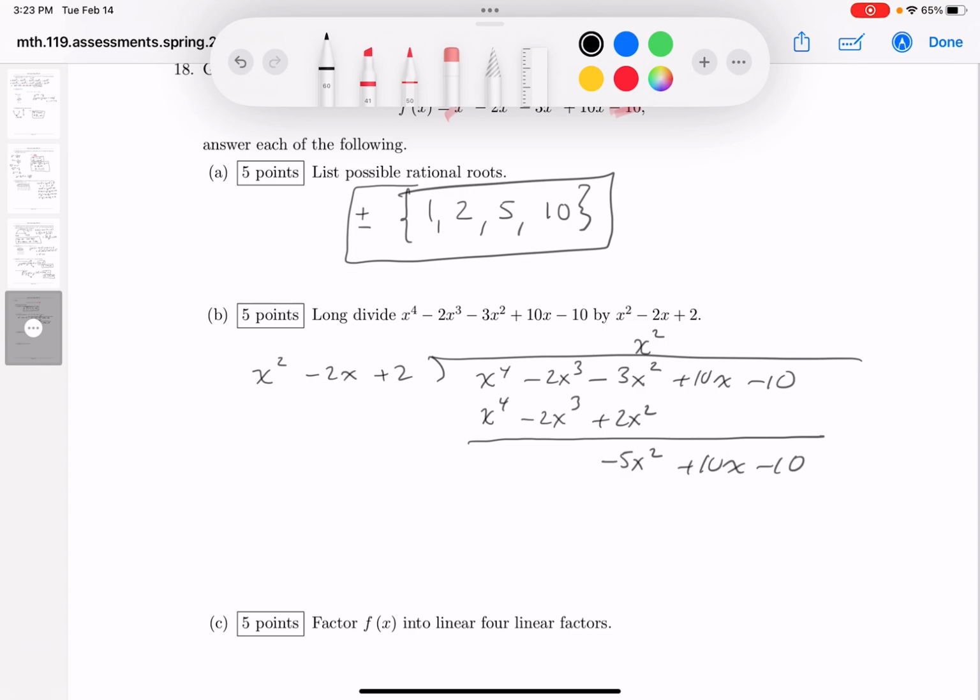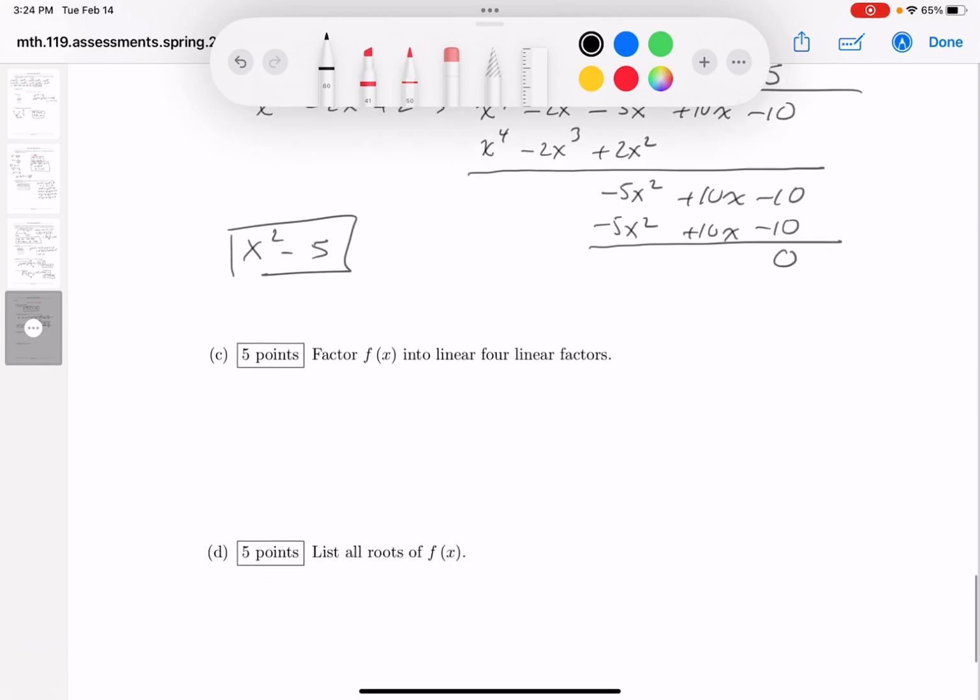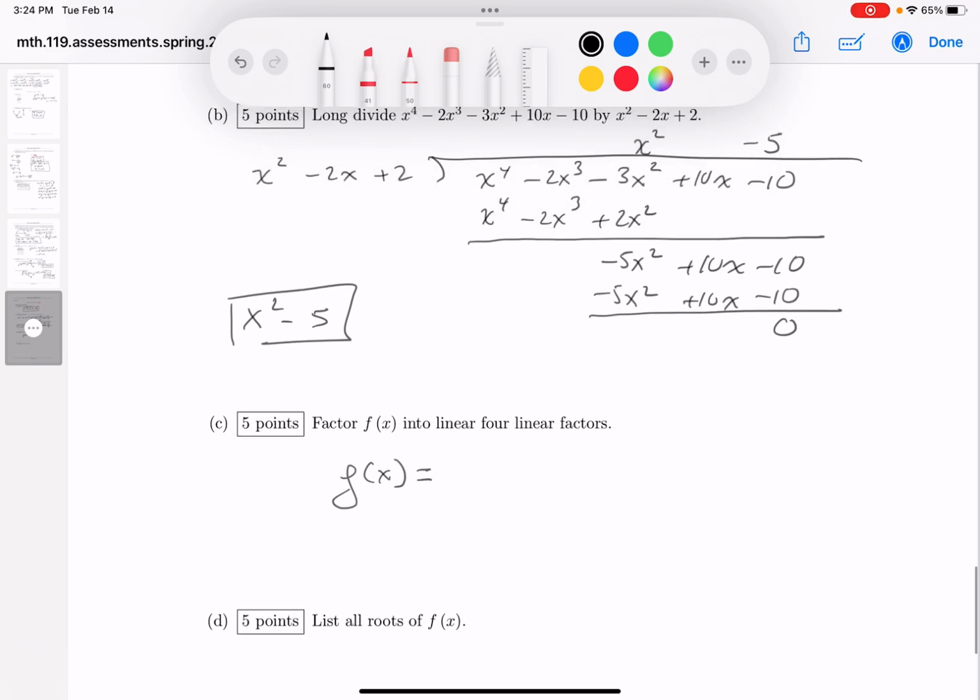I have to match that. And what would match that? Minus 5. What do you get? Minus 5x squared. Minus 5 times minus 2x is plus 10x. And minus 5 times 2 is minus 10. The remainder is 0. So now I know that this is the result of my division, x squared minus 5. That's my long division. So now I know how to factor f. The factored form of f is going to be x squared minus 5 times x squared minus 2x plus 2.